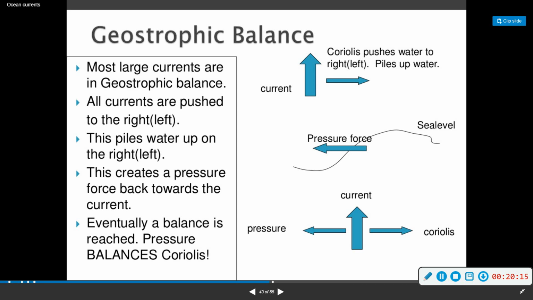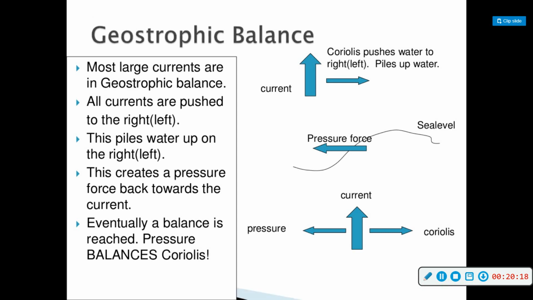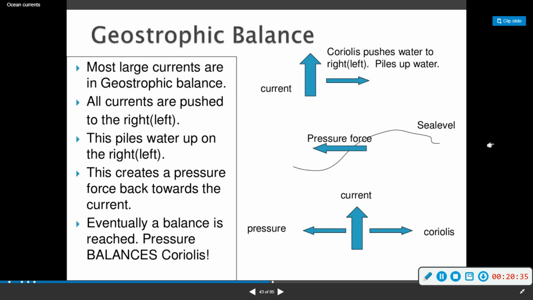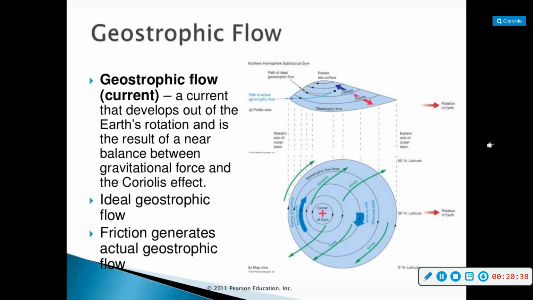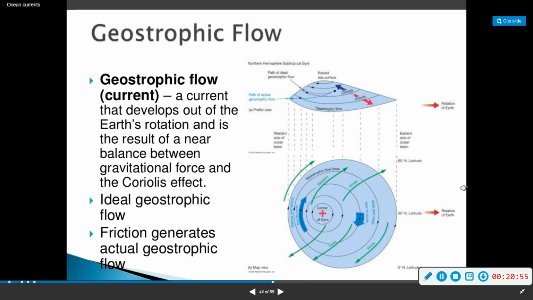We're almost there, guys. So geostrophic balance: most large currents are in geostrophic balance. All currents are pushed to the right. This piles water up on the right. This creates a pressure force back towards the current, and eventually a balance is reached. Pressure balances Coriolis, as they're showing you right here in the photos. So geostrophic flow is a current that develops out of the Earth's rotation and is the result of a near balance between gravitational force and the Coriolis effect. Ideal geostrophic flow. Friction generates actual geostrophic flow. We understand that? Great.